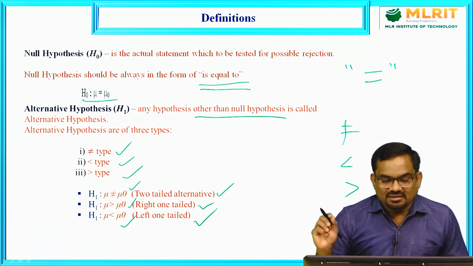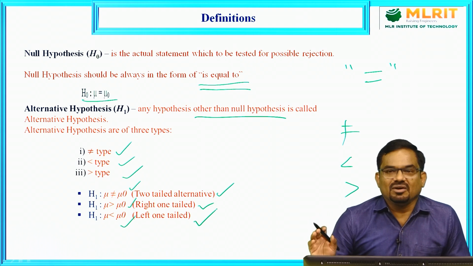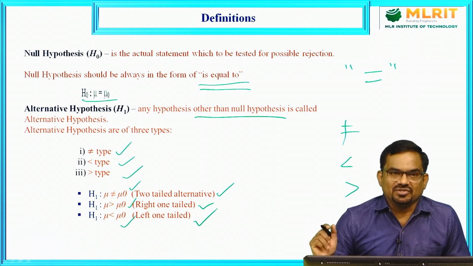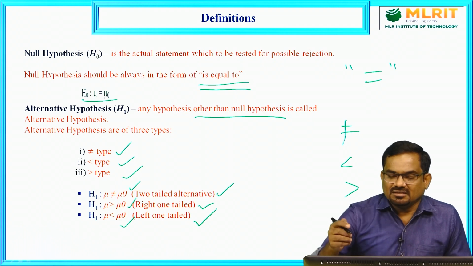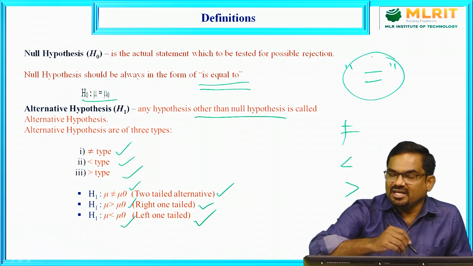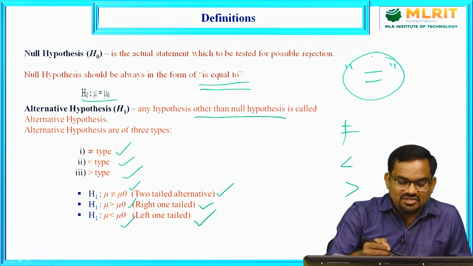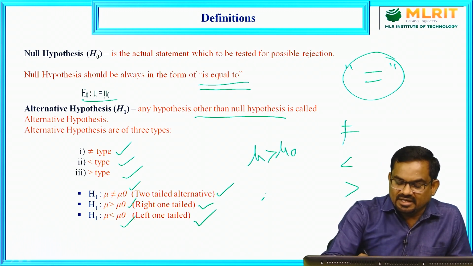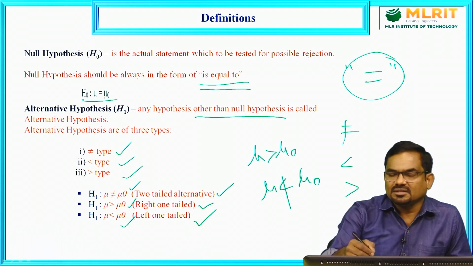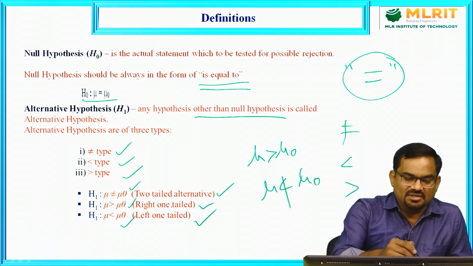So, simply, the actual statement which is to be tested for possible rejection is called the null hypothesis and it is denoted by H0. And the alternative hypothesis is any hypothesis other than the null hypothesis. Since the null hypothesis is of the form equal to, the alternative hypothesis will be in three different forms and we consider any one of these forms. For example, if mu is greater than mu naught, it cannot be less than mu naught. You cannot consider both simultaneously. So, any of these three forms comes under the alternative hypothesis.